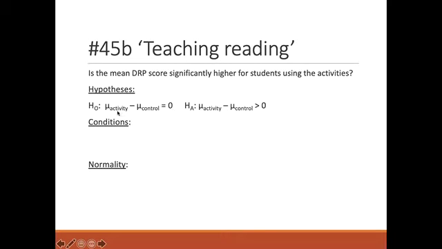The order in which you write the means, activity versus control, will dictate the direction of your inequality symbol here. Remember, we were looking for evidence that the scores are significantly higher for students using the activities. So we're looking for evidence that the mean of the activity group minus the mean of the control group is greater than 0. Again, we're looking for evidence that the activity group has a higher mean. So that would suggest that the difference between these two means would be positive.